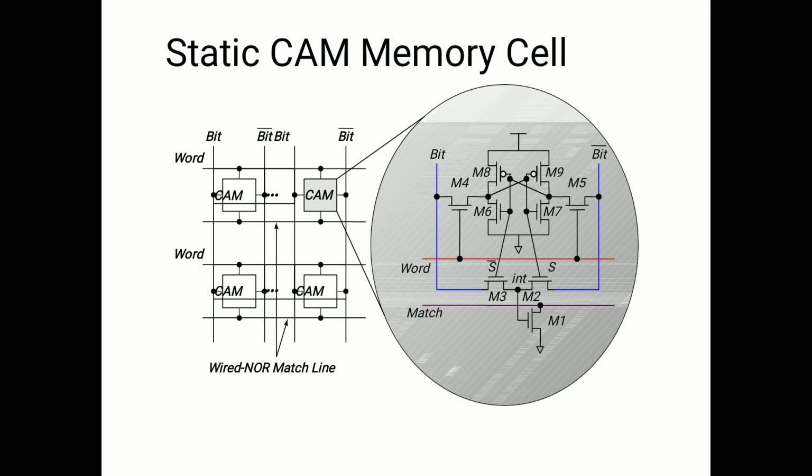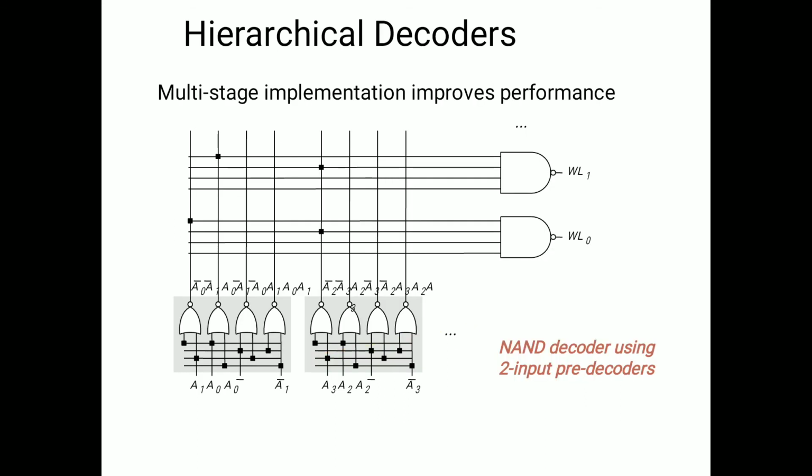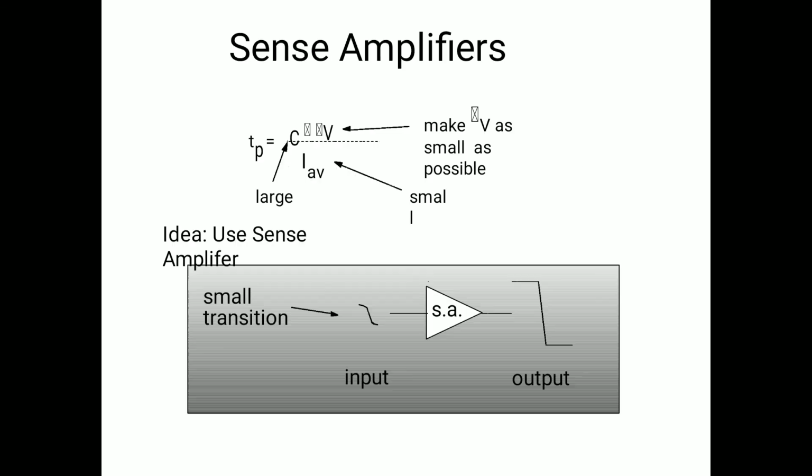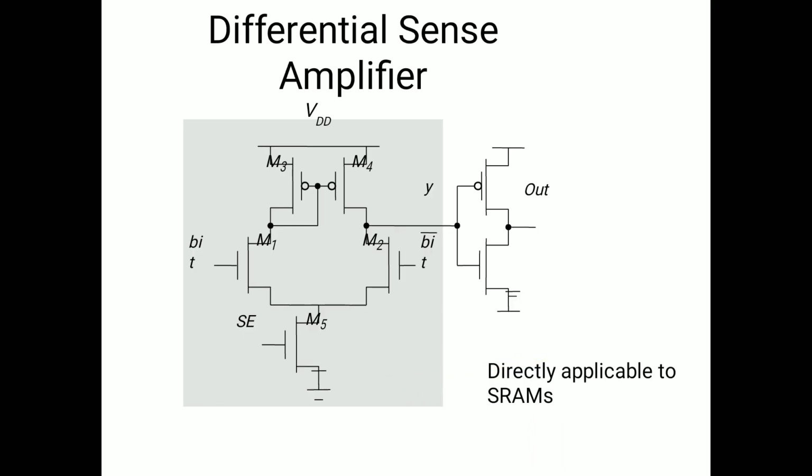Then this is the basic content addressable static memory cell. Then these are the decoders. Then next one, it's a sense amplifier. We already discussed the sense amplifier. So this is a sense amplifier based RAM.